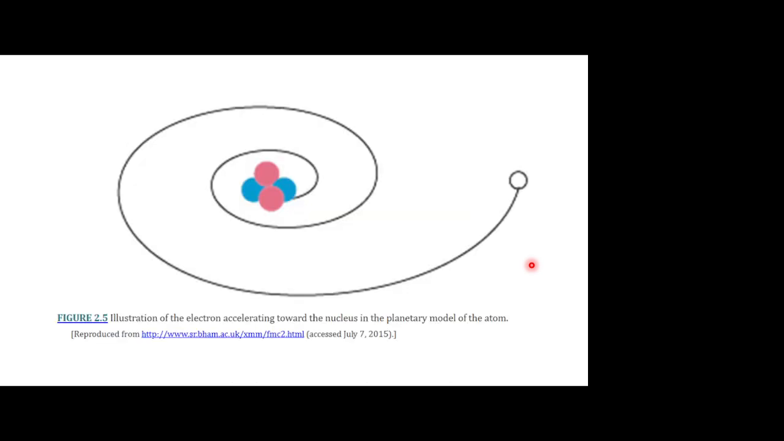So this is the illustration of the electron accelerating towards the nucleus in a planetary model of the atom. And remember, this is one of the original sort of Bohr model of the atom, where it was a planetary rotation, like the planets rotate around the sun, right? Okay. Is that model correct according to what we know now? No. Why the hell am I teaching you an incorrect model?